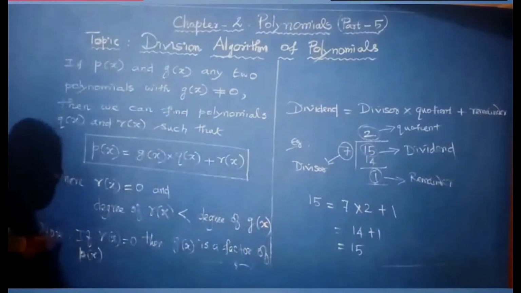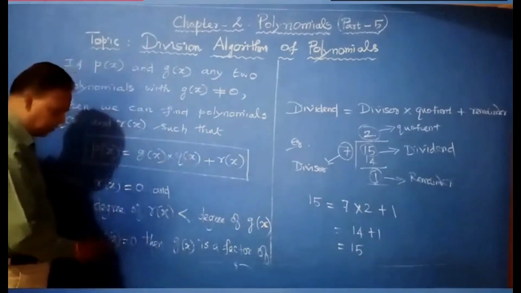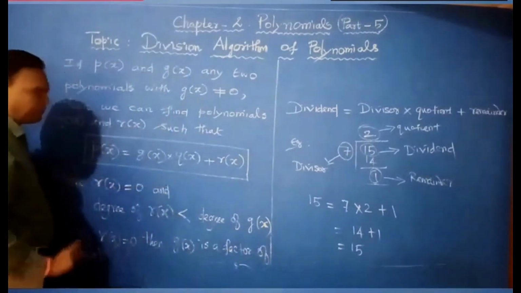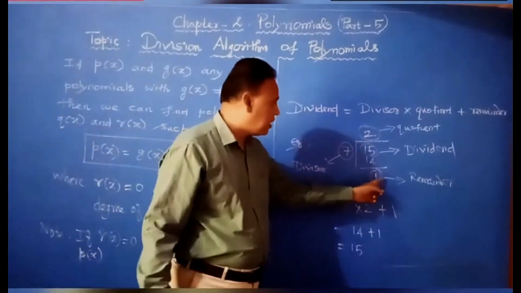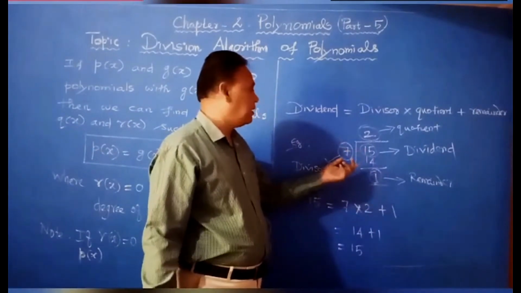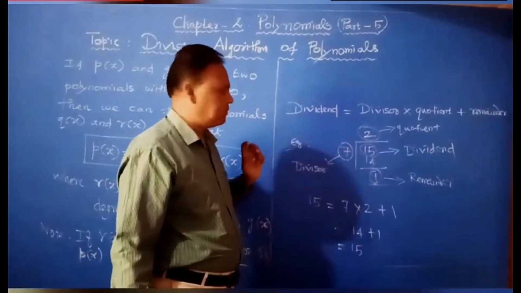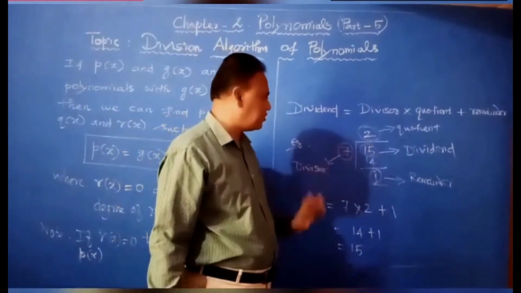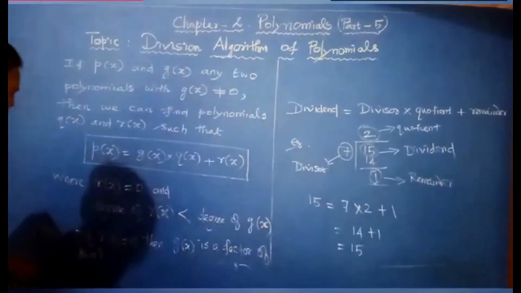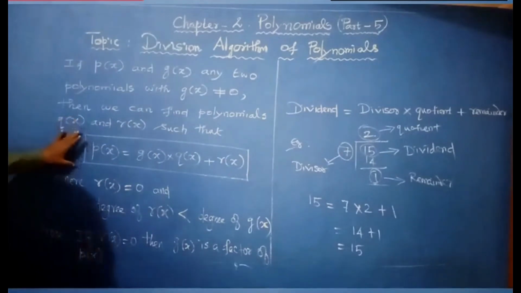Clear? If r of x is 0, what will happen? If r of x is 0 then g of x is a factor of p of x. Here you see sometimes you will get exact division, the remainder is 0, what will happen? The divisor is the factor of the dividend. Clear? So this is called the division algorithm of polynomials.